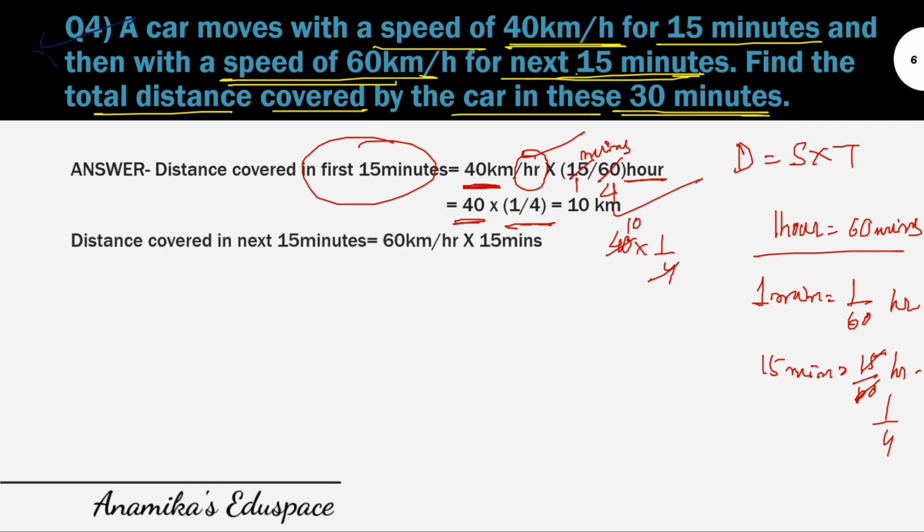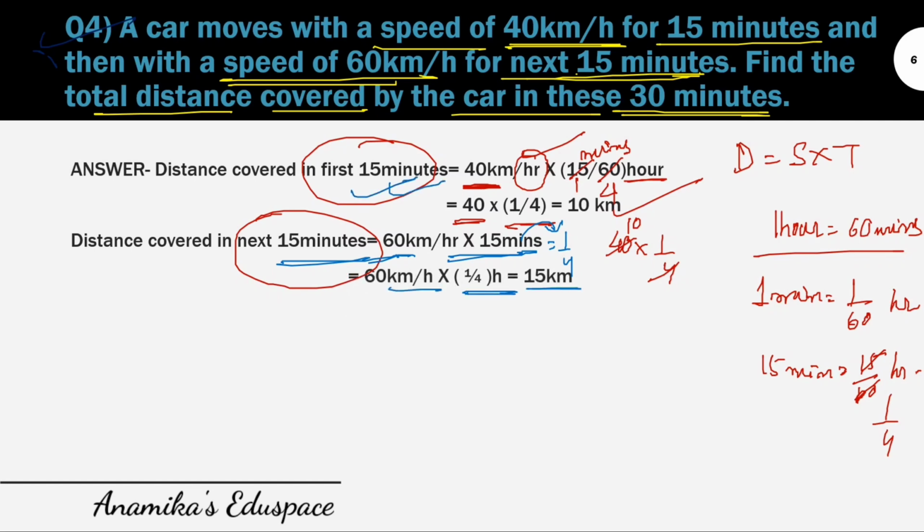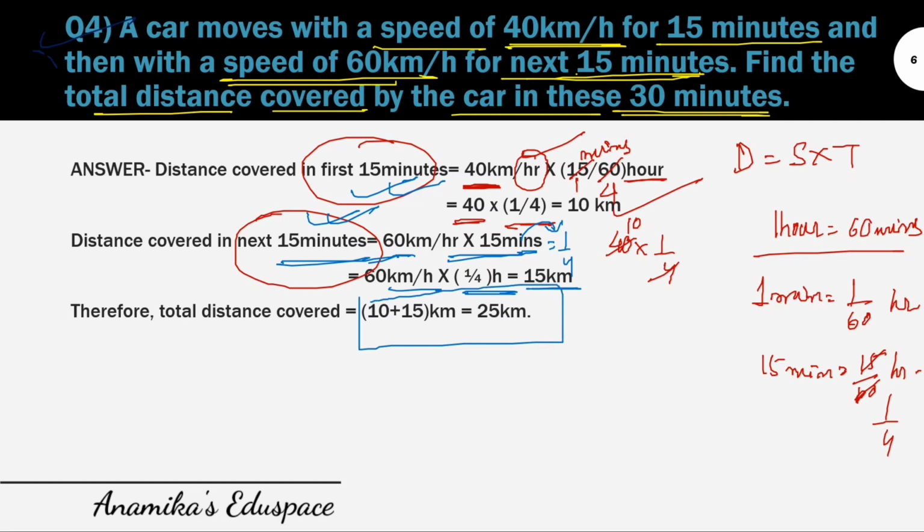Next, the distance covered in the next 15 minutes, what would it be? 60 kilometers per hour into 15. So again, 15 will be converted into 1 by 4, right? Because it is getting converted into hours. Okay, so 60 into 1 by 4 equals 15 kilometers. Now the total distance covered would be 10 plus 15 equals 25 kilometers. Clear, students?